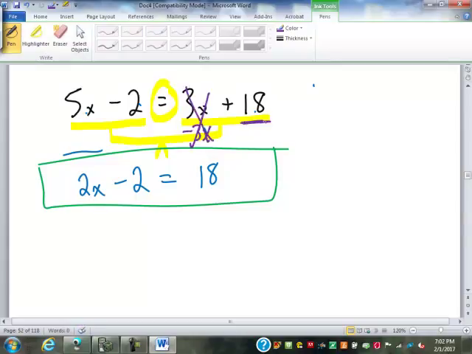So all I'm left with on the right side is the 18. Now I took 3x off of the right side. I have to take it off the left side as well. I can only take x's away from other x's. So I can take it away from the 5x. 5x minus 3x gives me 2x. And then I still have that negative 2 there that I have to keep.